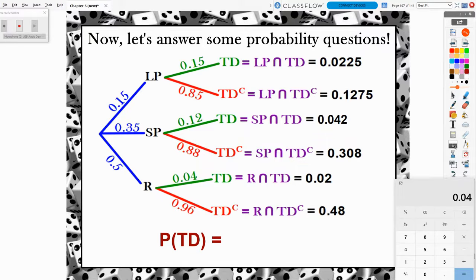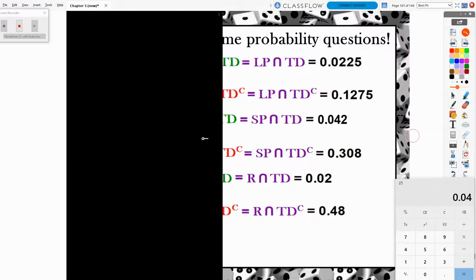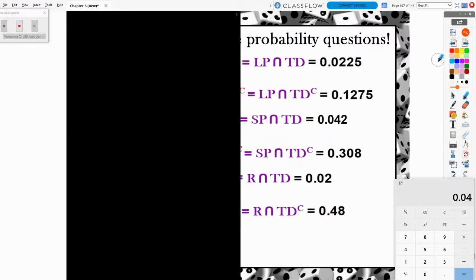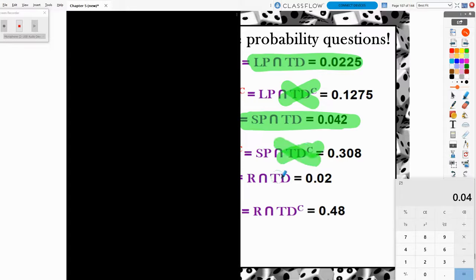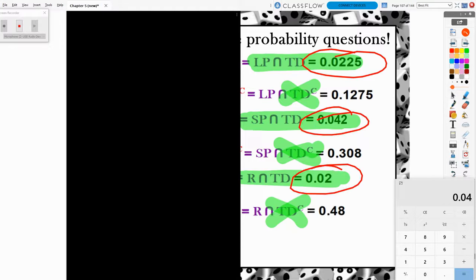Now, in this scenario, what I would really recommend doing is looking over here at the end branch probabilities, and then just looking at all of these 6 situations and going, well, which one of these resulted in a touchdown? Well, this one resulted in a touchdown, so I want that one. This one did not result in a touchdown. This one resulted in a touchdown. This one did not. This one resulted in a touchdown. And that one did not. So I just need to add together this, and this probability.